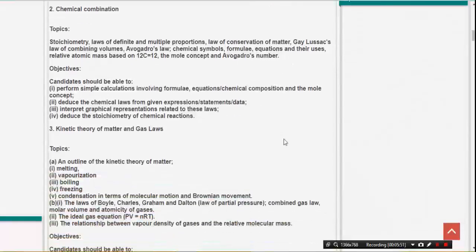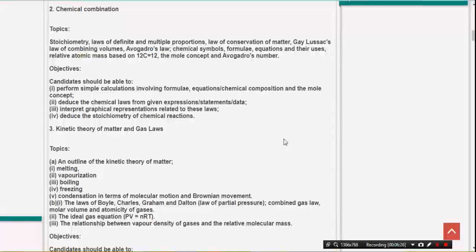The objectives of that section is candidates should be able to perform simple calculations involving formulae, equations, chemical composition, and the mole concept. Deduce the chemical laws from given expressions, statements, or data. Interpret graphical representations related to these laws. Deduce the stoichiometry of chemical reactions.